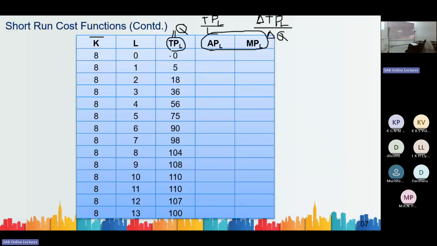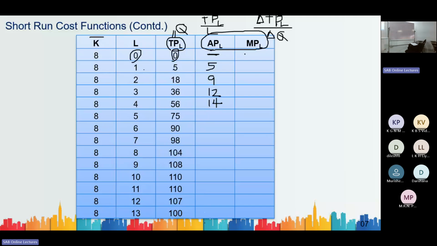Here average product of labor is 0 divided by 0. It's meaningless, not applicable. 5 divided by 1, 5. 18 divided by 2, 9. 36 divided by 3, 12. 56 divided by 4, 14. Likewise, you can calculate average product values.